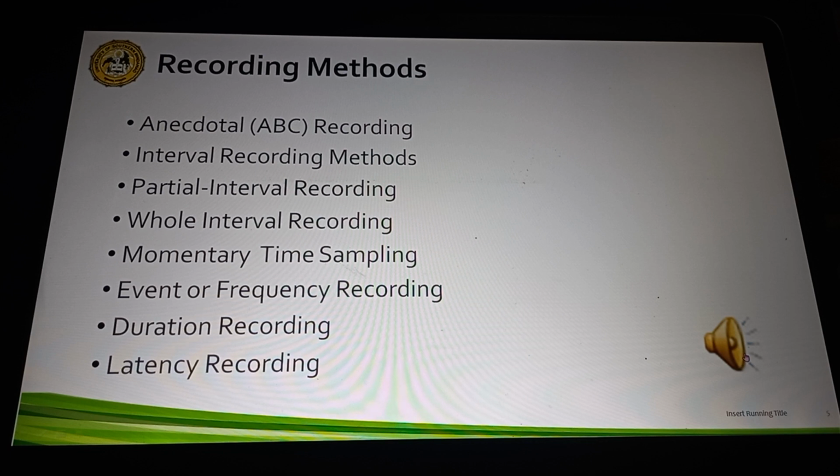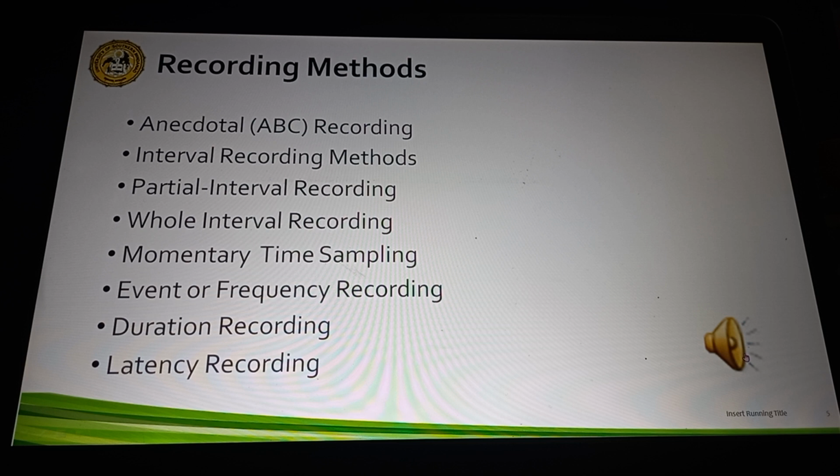So the data can be interpreted as the number of times the behavior occurred. If comparisons across observations of different lengths are desired, the data can be recorded as a rate. For example, if 10 behaviors occurred during a 10-minute observation, the rate would be 1 behavior per minute. So that is how the event or frequency recording is used.